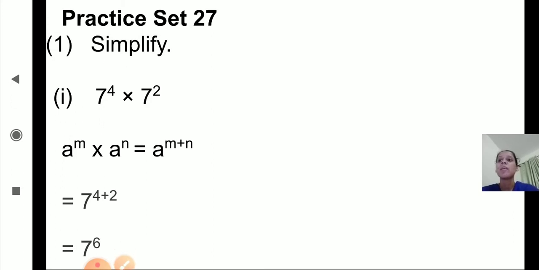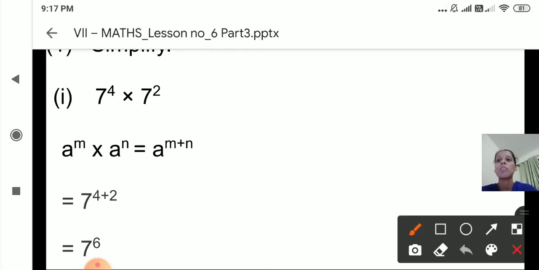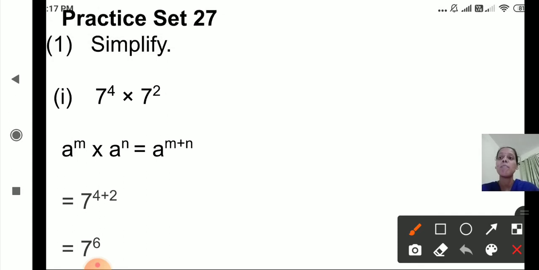Same, simplify. The question is given: 7 raised to 4 multiplied by 7 raised to 2. You have to do multiplication. As you can see, the base is 7 raised to 4 multiplied by 7 raised to 2. In this example the base is 7, correct? And what is the index? Here it is 4, here it is 2, right? So first we'll write down the formula. What is the formula? Multiplication of indices with the same base: a raised to m multiplied by a raised to n is equal to a raised to m plus n.